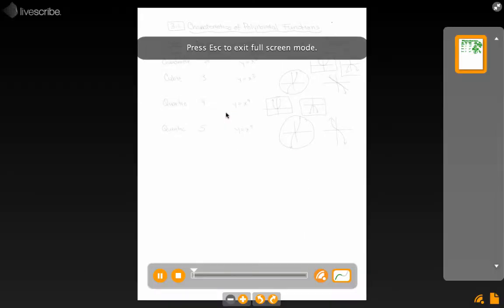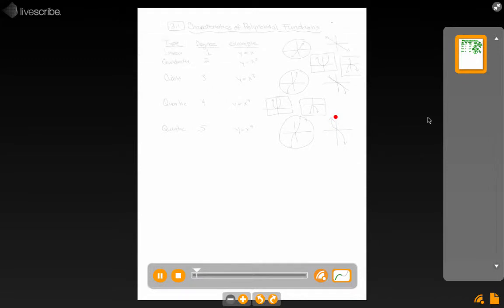The next section, as we start Chapter 3, is 3.1, Characteristics of Polynomial Functions. So Section 3.1 is Characteristics of Polynomial Functions. We've seen a lot of these before in your math career. You've seen almost all the different types that we'll run into in this course in some way or another.